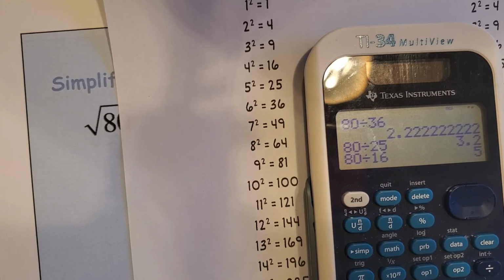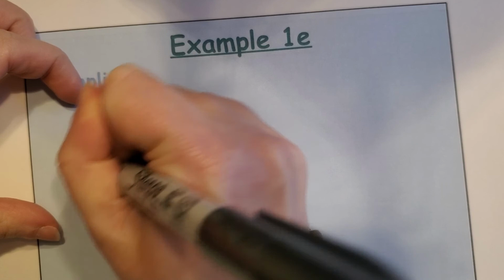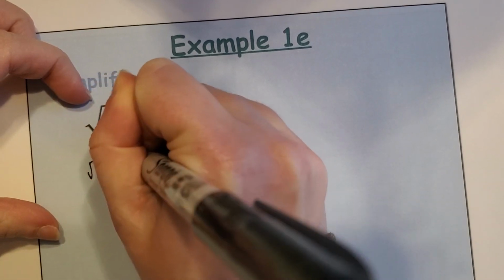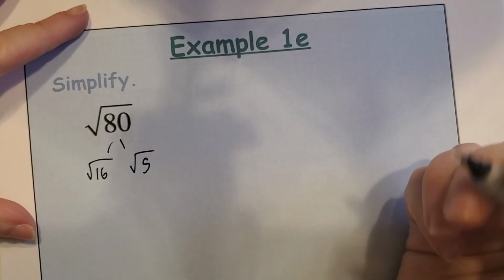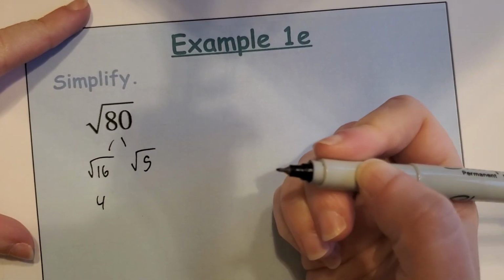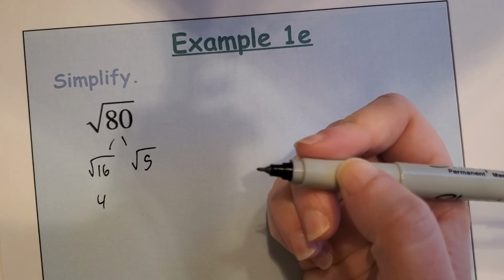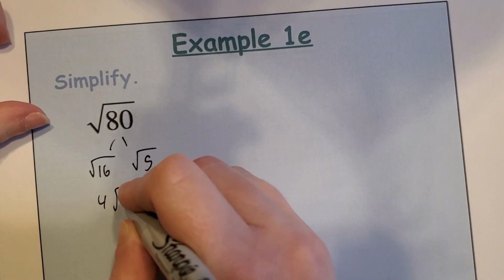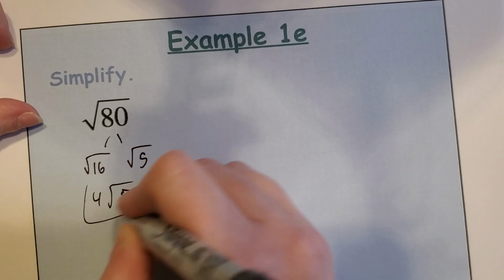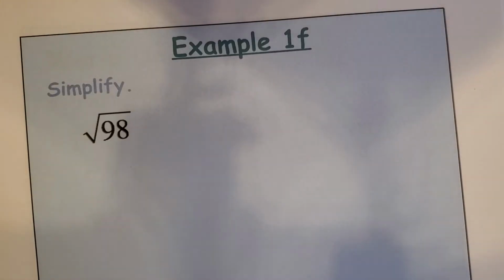And there we go. 80 divided by 16 is 5. So the square root of 80 breaks down into the square root of 16 and the square root of 5. We know the square root of 16 is 4. And 5 isn't a perfect square. It doesn't have any other factors that we could think about. So we're just going to leave it as the square root of 5. And I believe this next one is the last one.